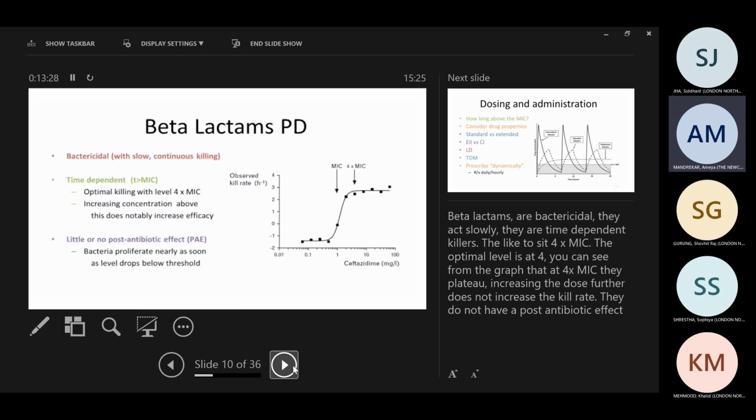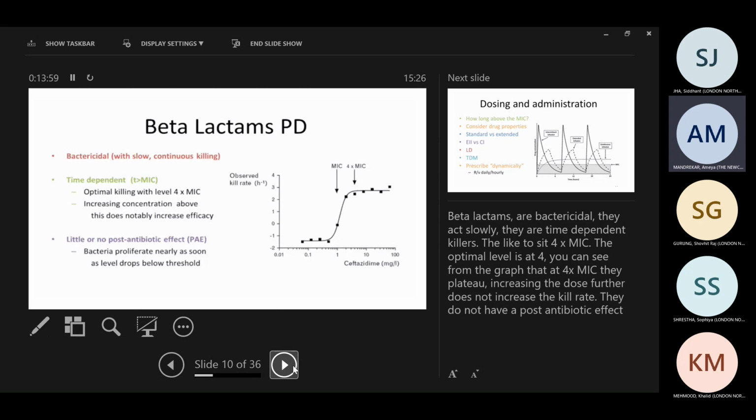Okay, so the pharmacodynamics of beta-lactams: they're bactericidal, they're slow, and they kill continuously. Ideally, optimal killing for them is at 4 times above the minimum inhibitory concentration. You can see that the kill rate here rises and then plateaus at 4 times the MIC, and this is the MIC here. So if you're just giving a regular dose of ceftazidime, that might not be good enough. The evidence shows that you do need to go up higher, to 4 times.